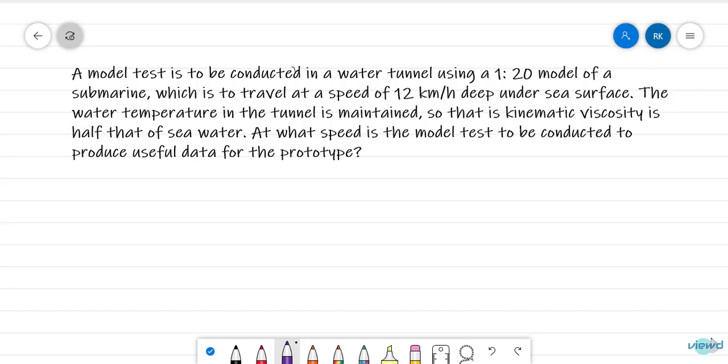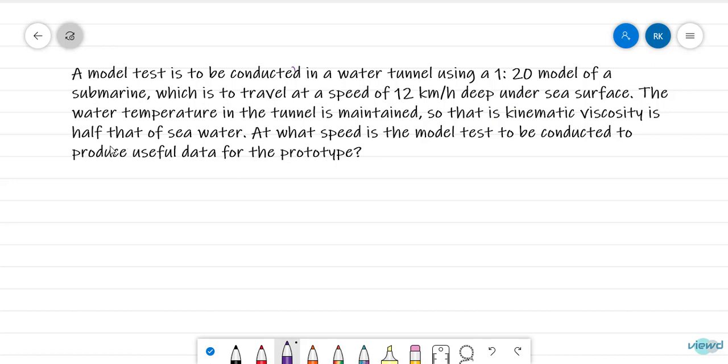Let us look at a few problems on model and prototype. The first one is: a model test is to be conducted in a water tunnel using a 1:20 model of a submarine which is to travel at a speed of 12 km per hour deep under the sea surface. The water temperature in the tunnel is maintained so that the kinematic viscosity is half that of seawater. At what speed is the model test to be conducted to produce useful data for the prototype?